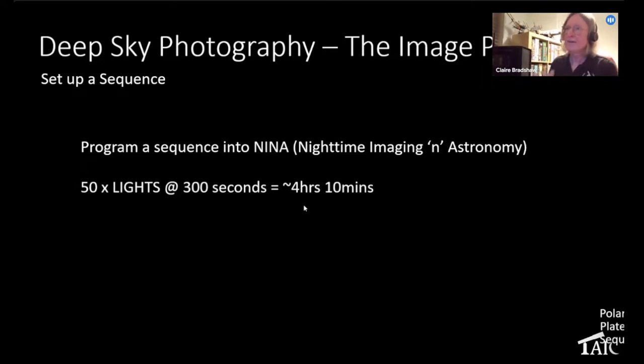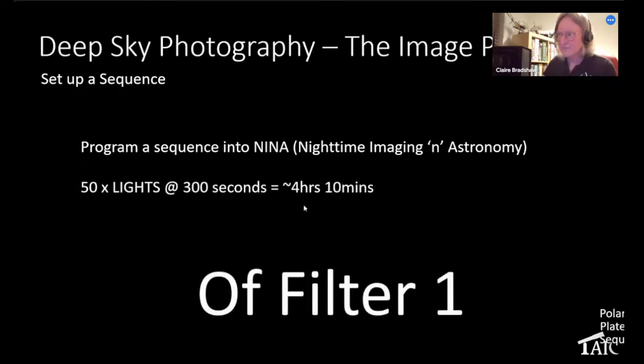So our sequence that we set up, I use a piece of software called NINA, Nighttime Imaging 'N' Astronomy. They've managed to wedge the N in there somewhere. I set up 50 lights, 50 photographs, each of them 300 seconds long, and that equals about 4 hours 10 minutes of data for filter number one.